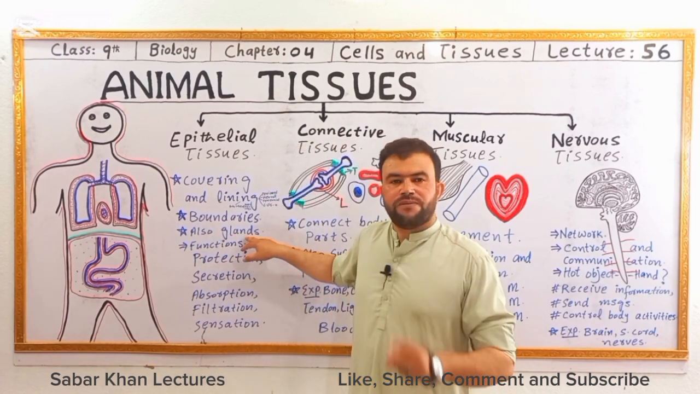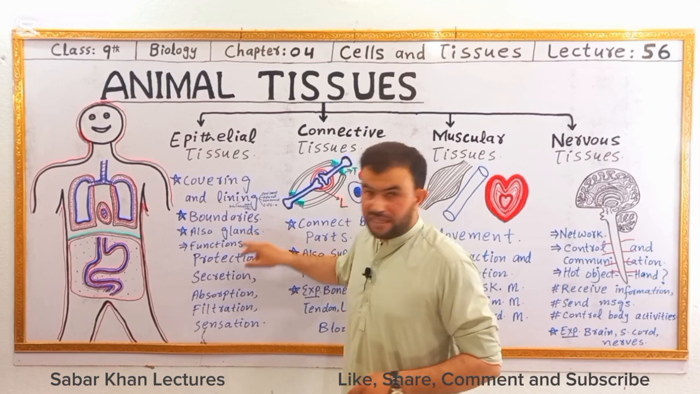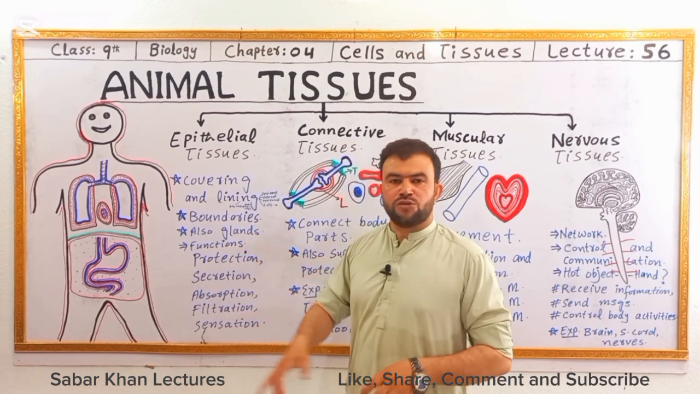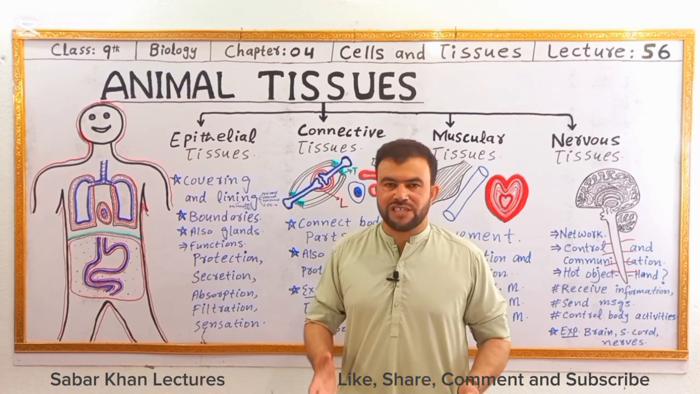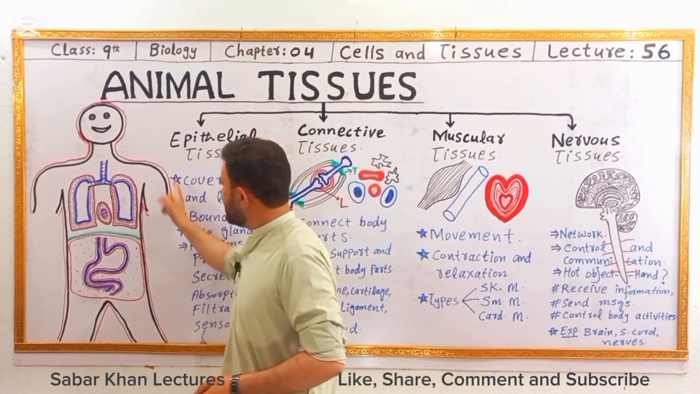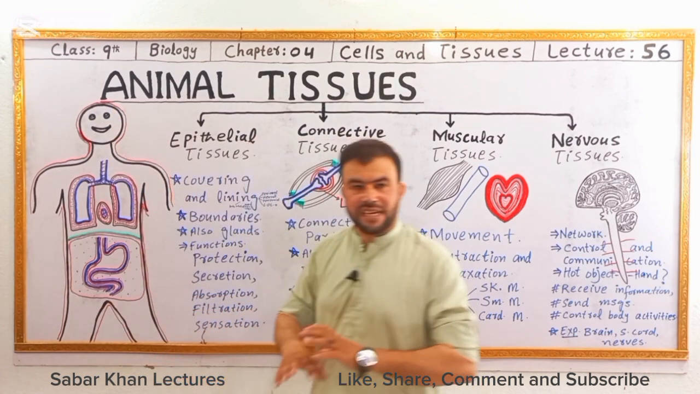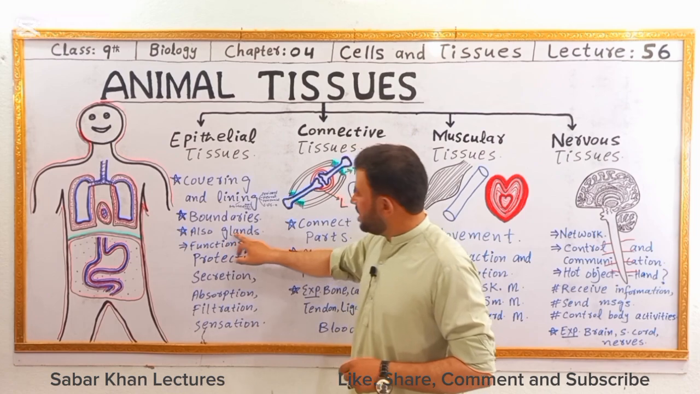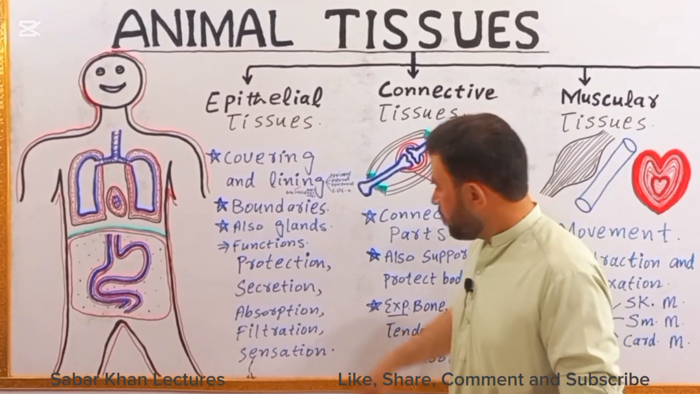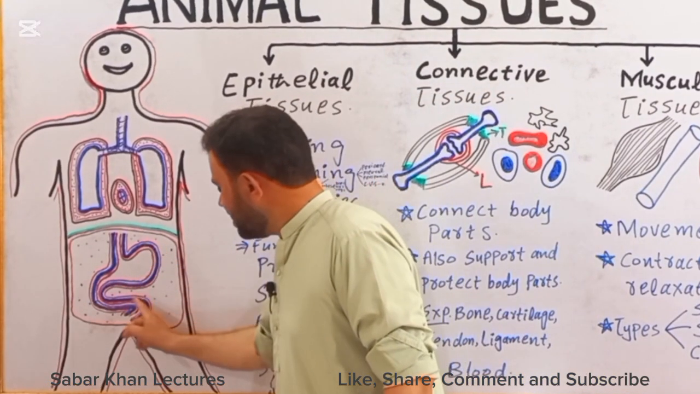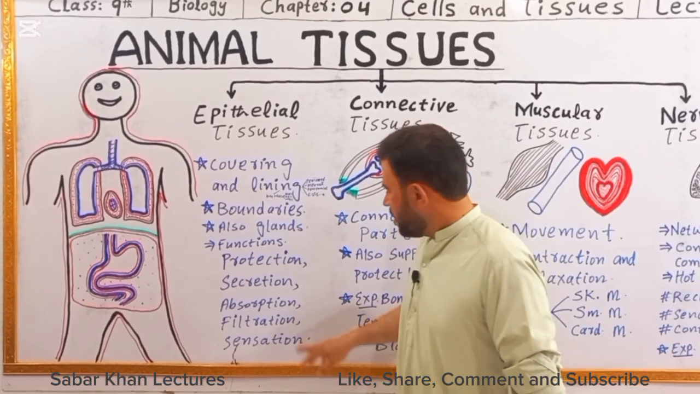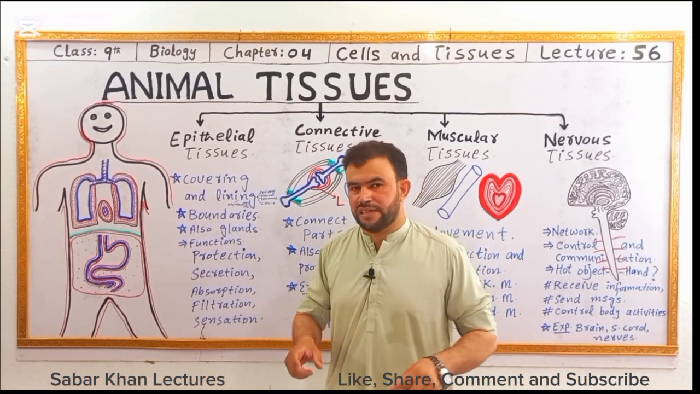Glands are also formed from epithelial tissues, including the endocrine glands and exocrine glands. The functions of epithelial tissues are different depending upon the location of epithelial tissues in our body. For example, protection: our skin is protecting our body from the external environment. Secretion means that endocrine glands and exocrine glands are secreting hormones and enzymes, etc. Absorption means that the internal lining of the small intestine is absorbing nutrients into the blood. And filtration is occurring in the kidneys.